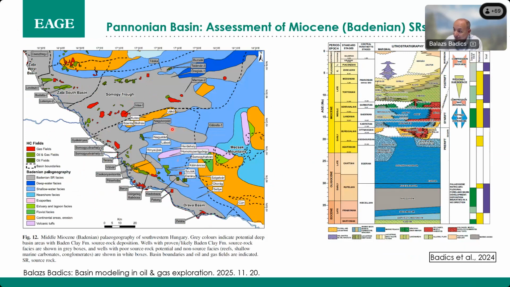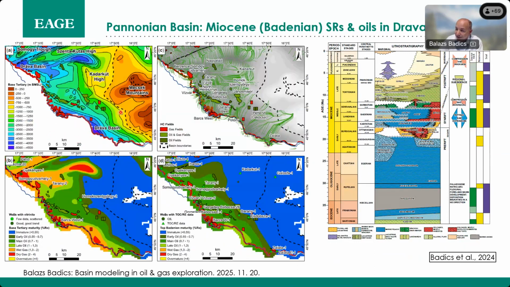So a lot of wells went into it. Only here, about 200-300 wells were drilled. And then you do the same: you estimate maturity by calibrating vitrinite and temperature. On the upper left, you see the depth map of the base Tertiary, which here is about lower Miocene.